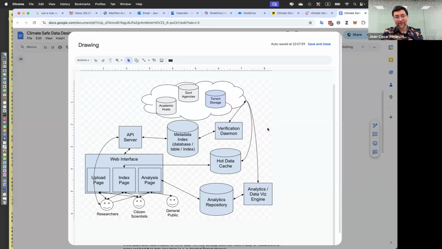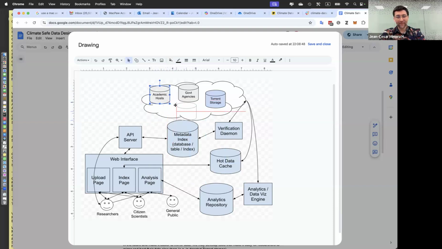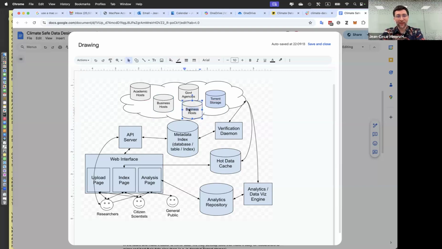And then the cloud. He made a nice cloud picture: torrent storage, government agencies, academic hosts. And there's not much connection there, right? I'm not sure how that goes, but I think it is reasonable that two big repositories will be governmental and academic. We also have NGOs, right? There's a bunch of NGOs that also have big databases. So we just add NGO hosts. Why not? Safecast is an example of that.